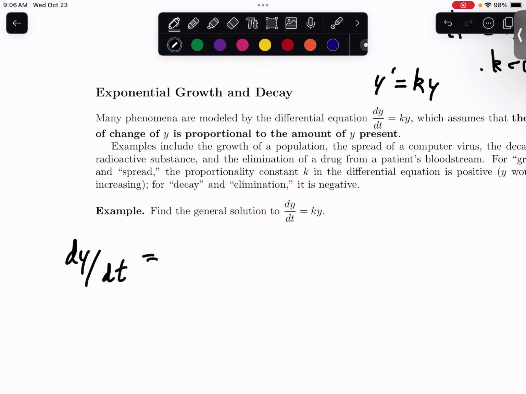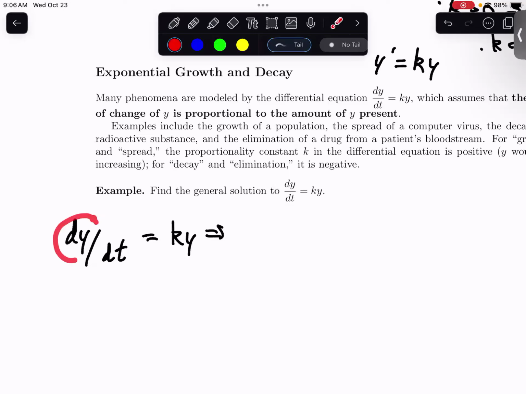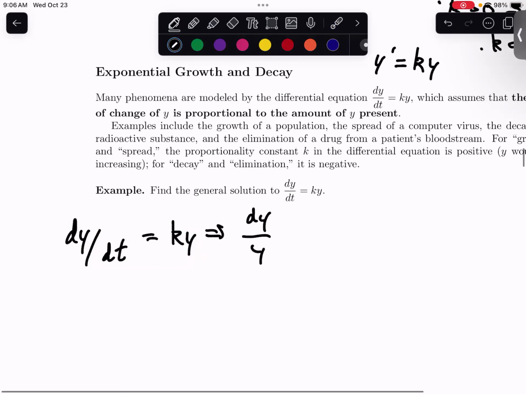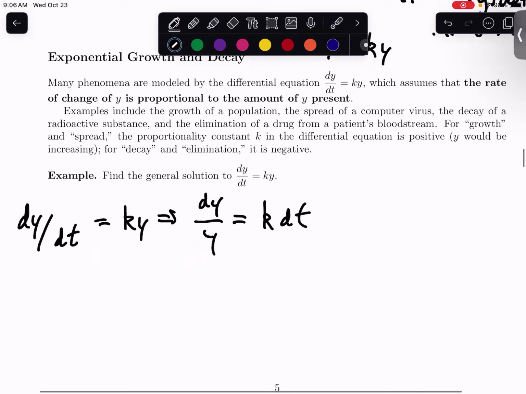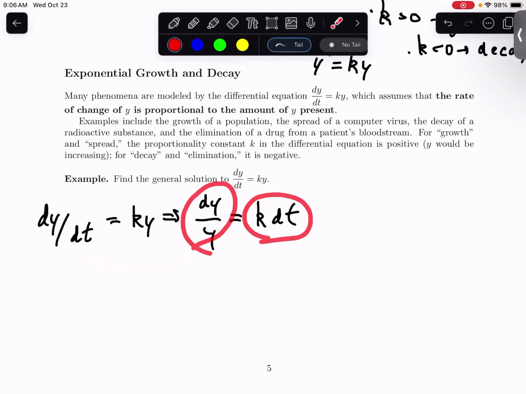So we have dy/dt = k times y. We're going to write everything with the y on the left-hand side, so we'll divide both sides by y. Then we want everything with the t on the opposite side, so we'll multiply both sides by dt. We end up with dy over y is equal to k times dt. Once the variables are separated from one another, you want to integrate both sides of the equation.